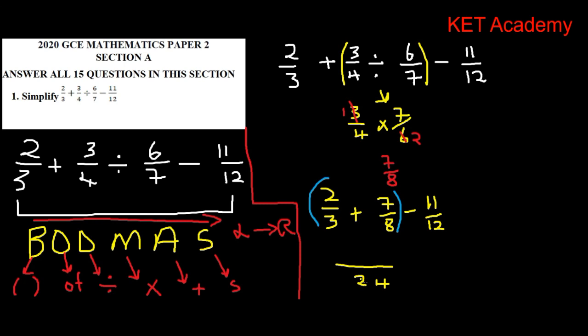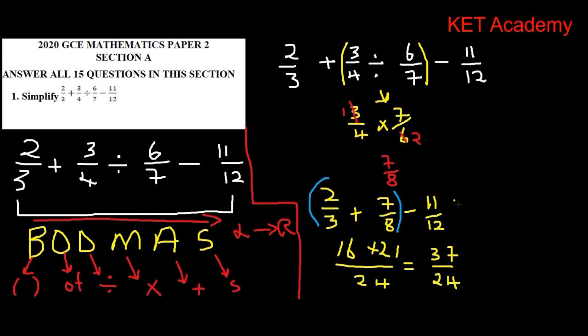So to further simplify, we have 24 divided by 3. This will give us 8. Now 8 times 2 is simply going to give us 16. Now plus 24 divided by 8 will give us 3. 3 times 7 will give us 21. So our simplification will give us 37 on 24.